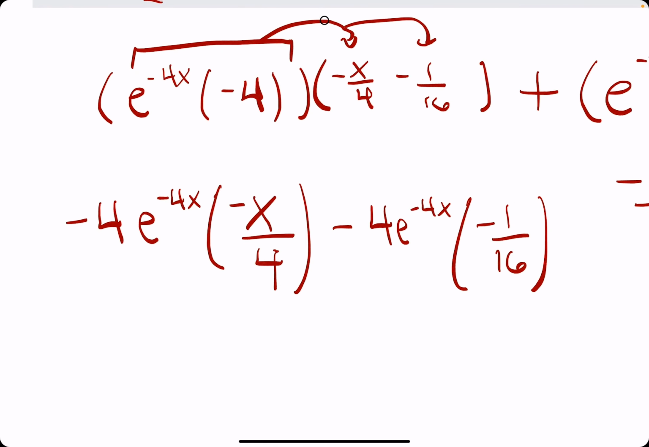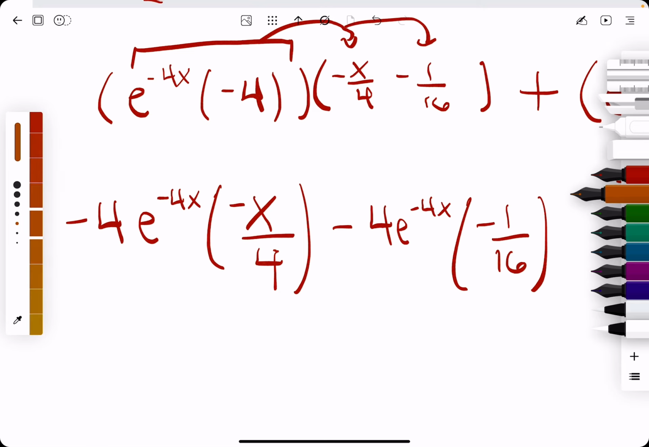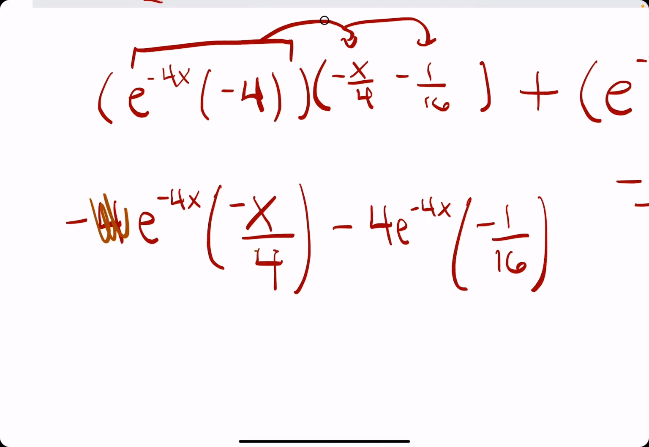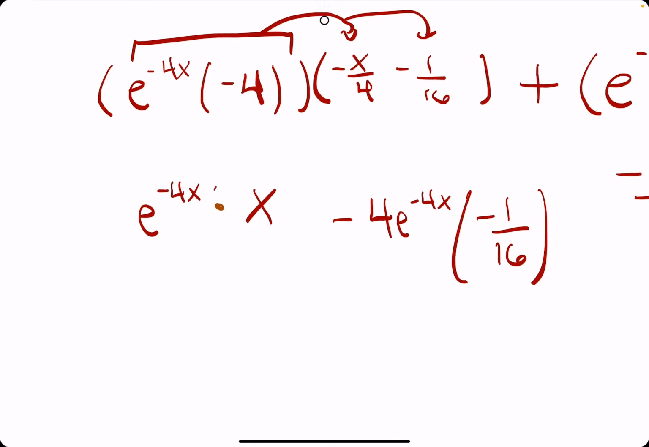So let's see what we can do. 4 and 4 can cancel. Which 4s am I talking about? I'm talking about these ones. So 4 on top, 4 on the bottom can go away. The negatives can cancel. They make the whole term positive. So we're left with this e term times x basically.